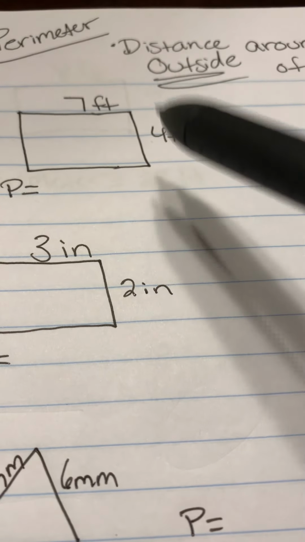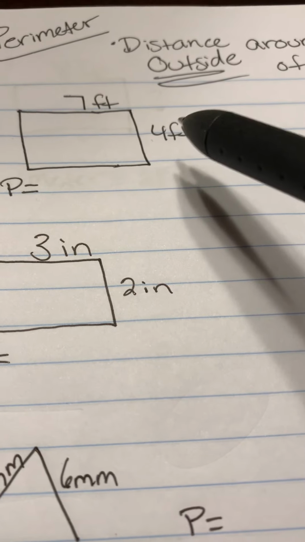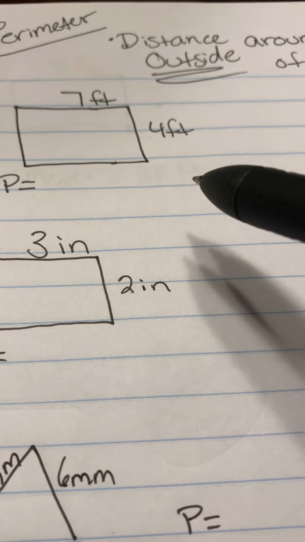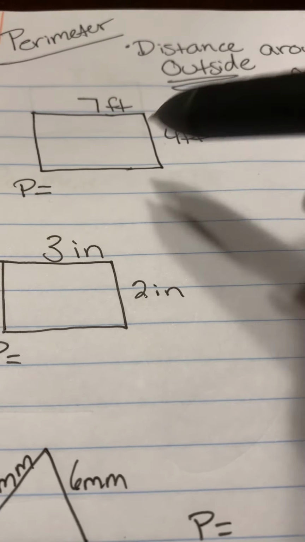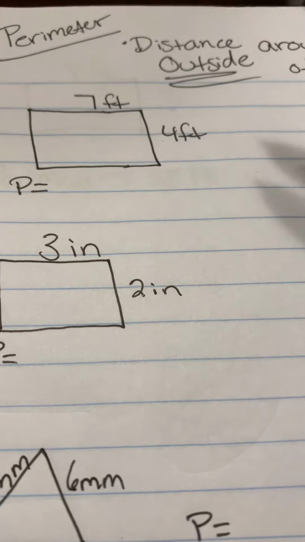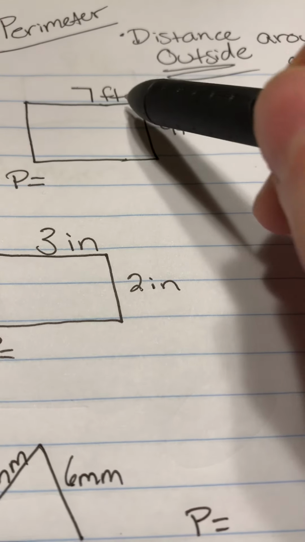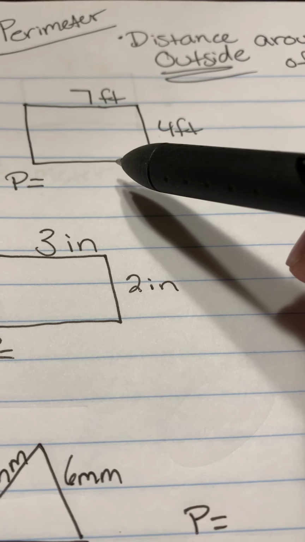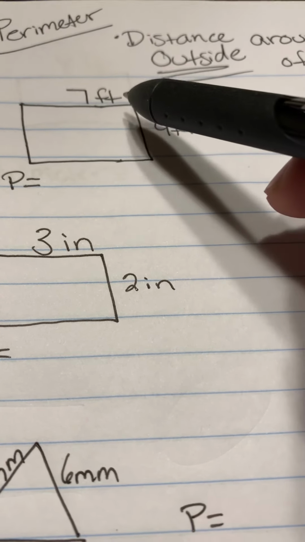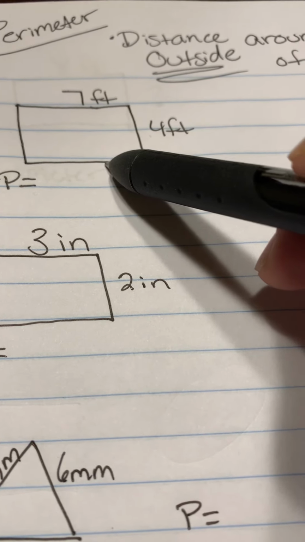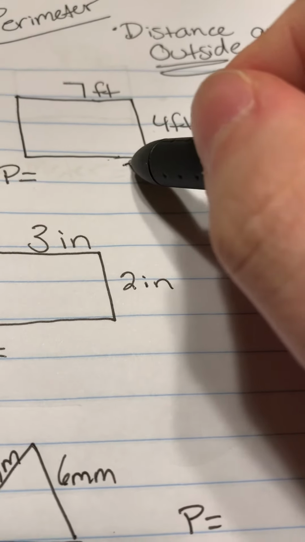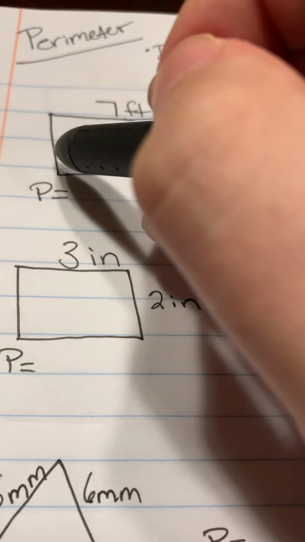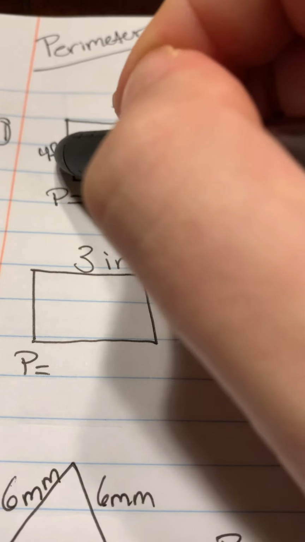So I have to go back and use my knowledge of parallel sides. Parallel sides are sides that are the same length and run across from each other. This shape has 2 pairs of parallel sides. Here's one pair right here. Those are parallel sides because they are the same length and they run across from each other. So if this is 7 feet, that means this is 7 feet. I'll go ahead and label that. And if this side is 4 feet, this side over here is parallel, so it is also 4 feet.